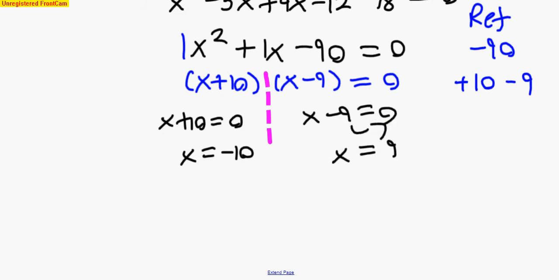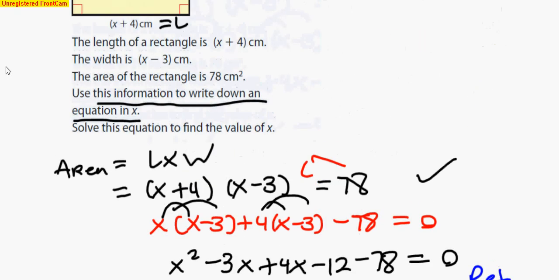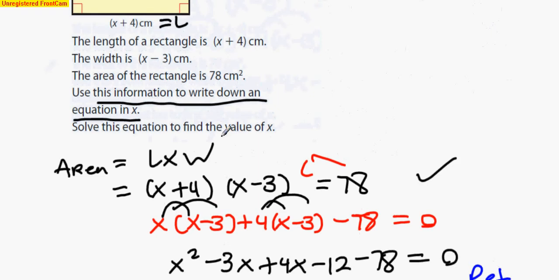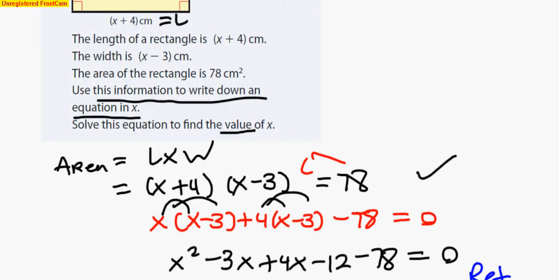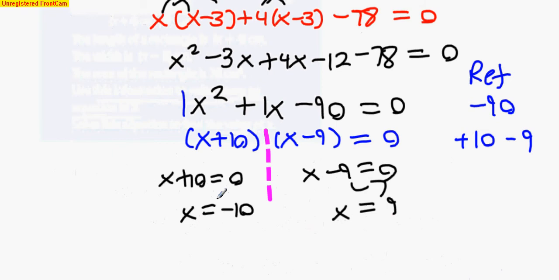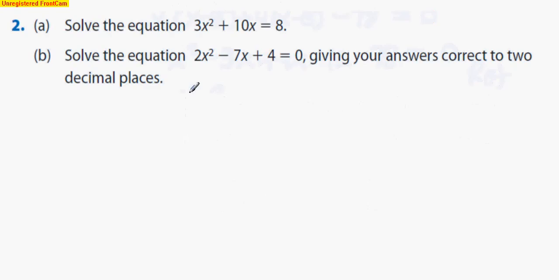Now the problem with this is x is a length, okay? It says find the value of x, not the values. So this means that minus 10 is wrong because x can't be a negative length. So the correct answer is 9 centimeters. Okay, solve the equation 3x squared plus 10x equals 8.